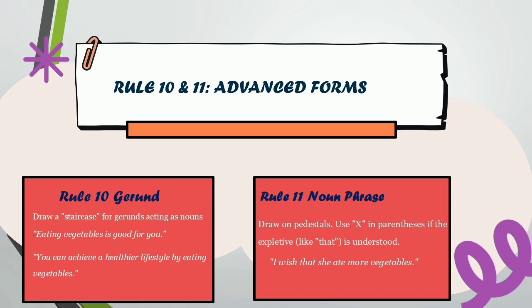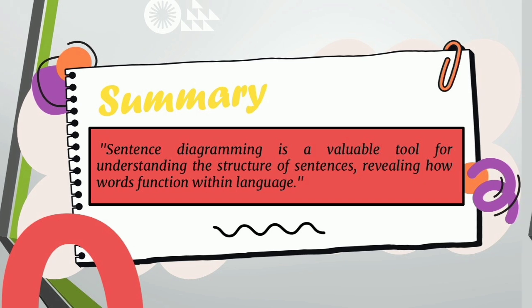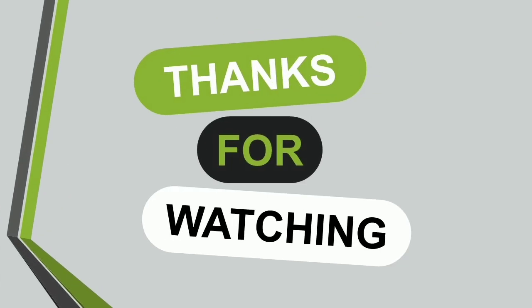Our final advanced module covers gerunds and noun phrases. Gerunds are ing verbs acting as nouns, like eating in "Eating vegetables is good for you." To show their complex identity, draw them on an elevated staircase platform that sits directly on the subject baseline. For full noun phrases like "that she ate more vegetables," elevate the entire secondary clause on a pedestal above the main line. If an introductory word like that is implied but missing, mark its slot with X in parentheses.